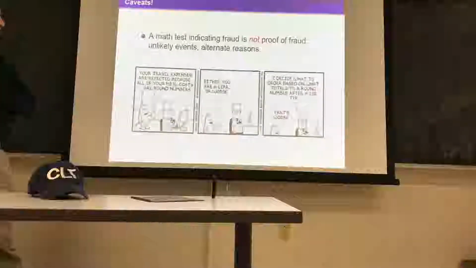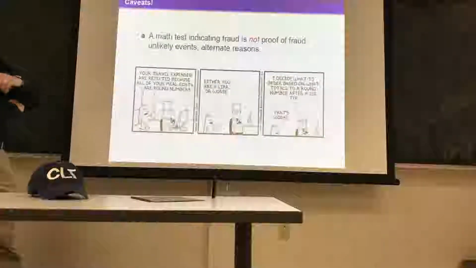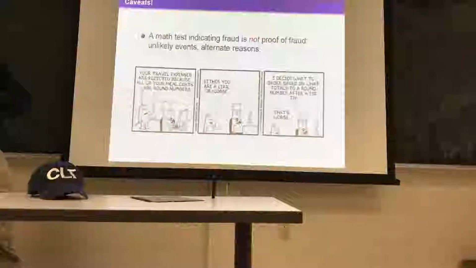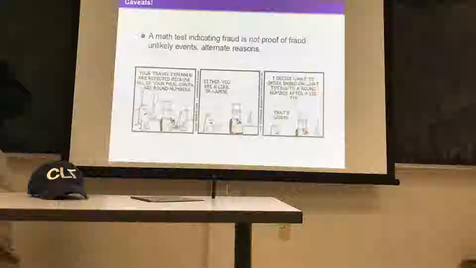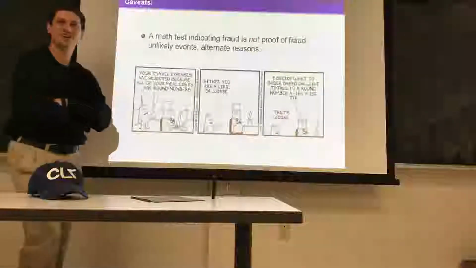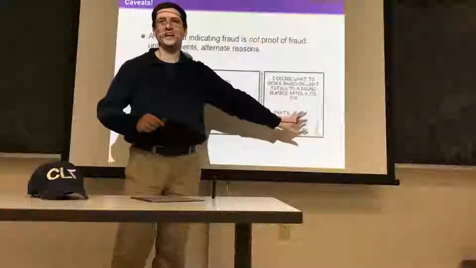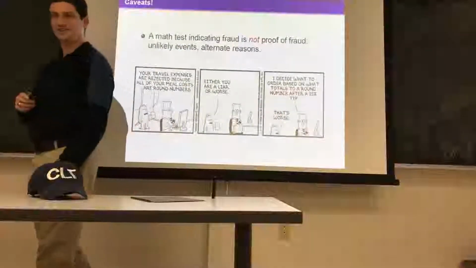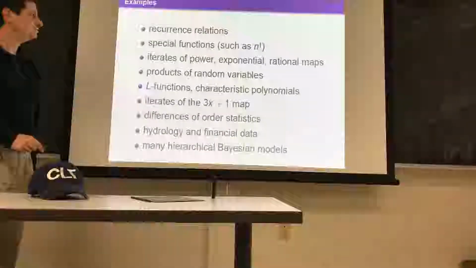So I emailed Scott Adams for permission to use this. "Your travel expenses are rejected because all of your meal costs are round numbers. You're a liar or worse." "I decide what to order based on what totals to a round number after a 15% tip." "That's worse." So there can be alternate explanations besides fraud, and it's important to remember that.